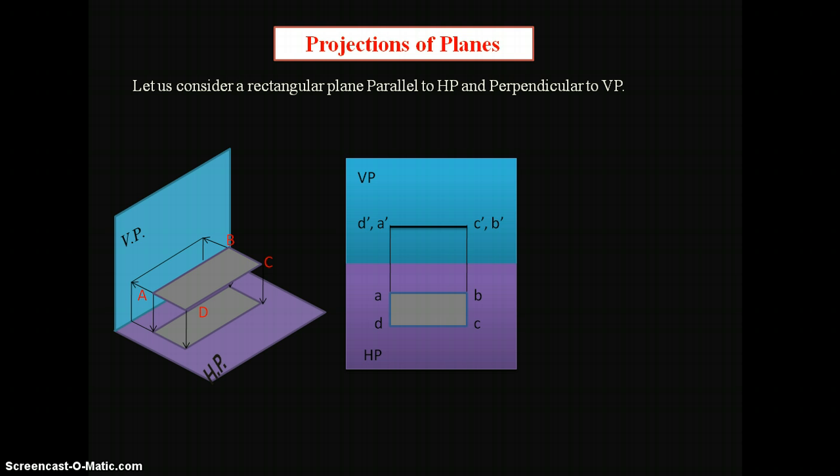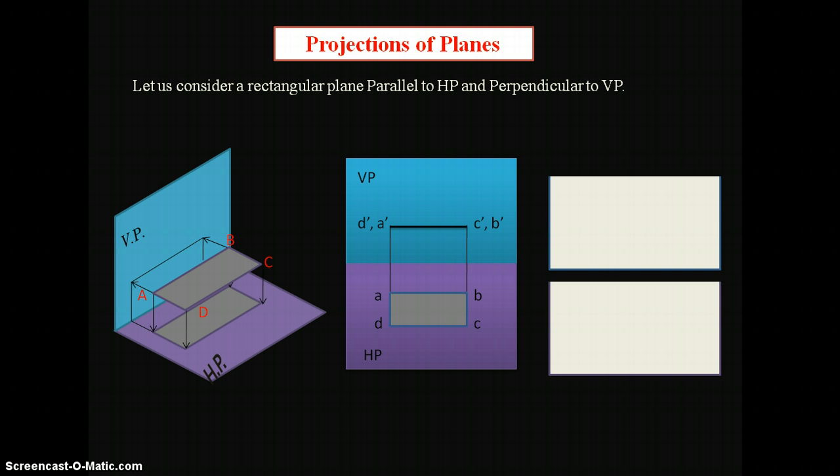Okay, so here now I want to explain how to draw on a drawing sheet. Assume it is a drawing sheet, and first draw the XY reference line for drawing the top view and front view. In this case, first we need to draw the top view, because we can see the true shape. For that, first we need to draw the projection lines according to the positioning of the rectangular plane.